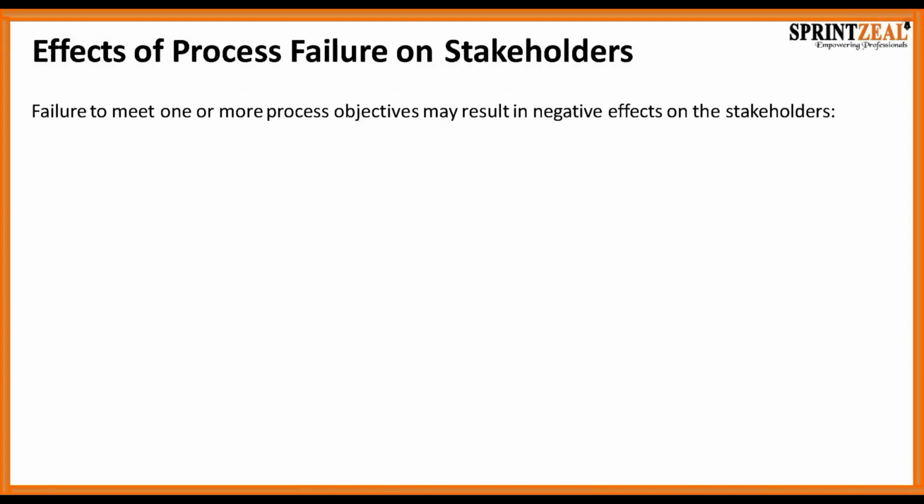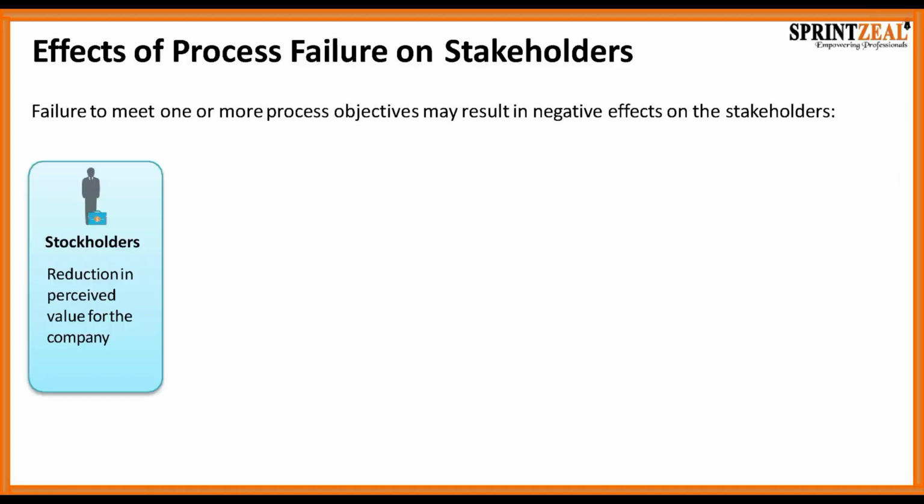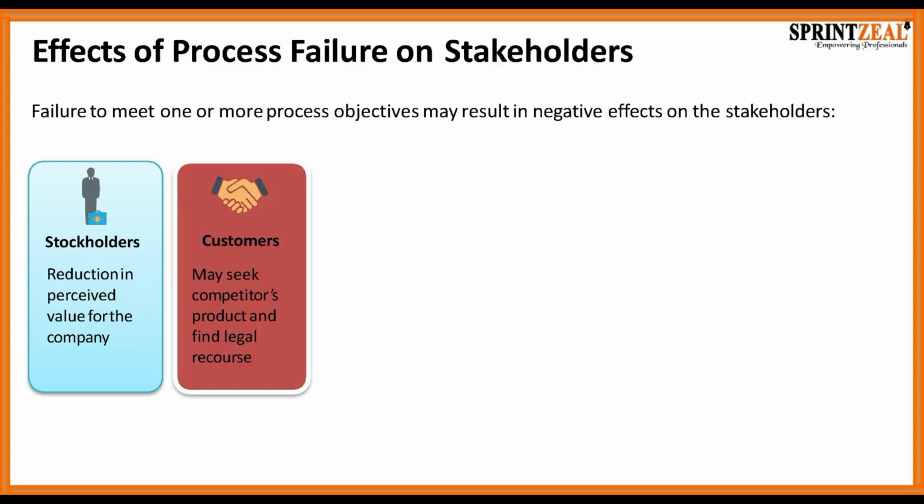Failure to meet one or more process objectives may result in negative effects on the stakeholders. For example, an effect on a stockholder could be the reduction of the perceived value of the company. To a customer, it may be that they will look into competitors to supply their goods or services, or may even seek legal recourse against you.